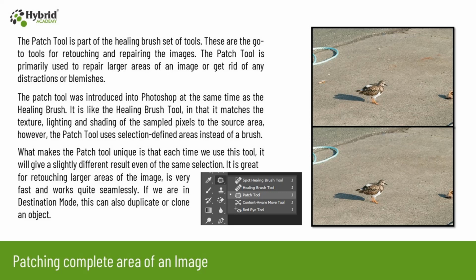Now on the right hand side image, if you look at the top image, you can see there are small pieces of garbage lying on the road just above the bird and near the rope. However, those have been patched or removed using the patch tool in the bottom picture. Let us also learn how we can use the patch tool in Photoshop.